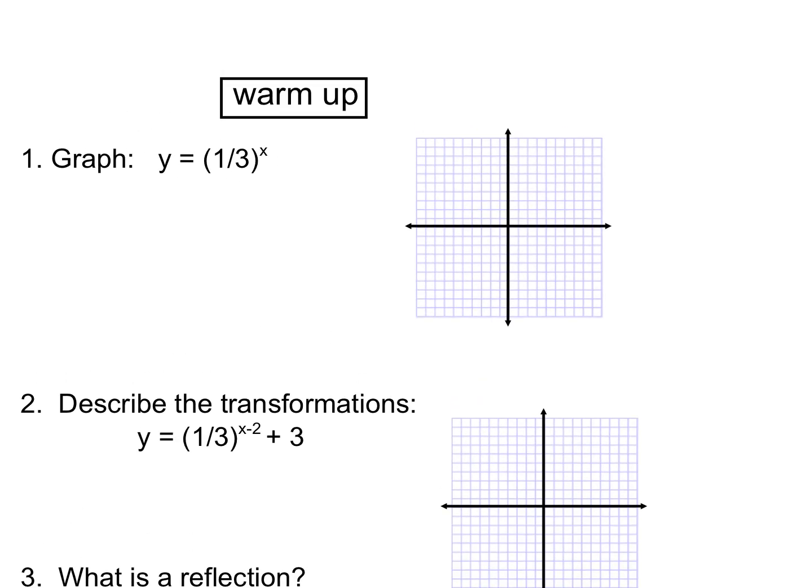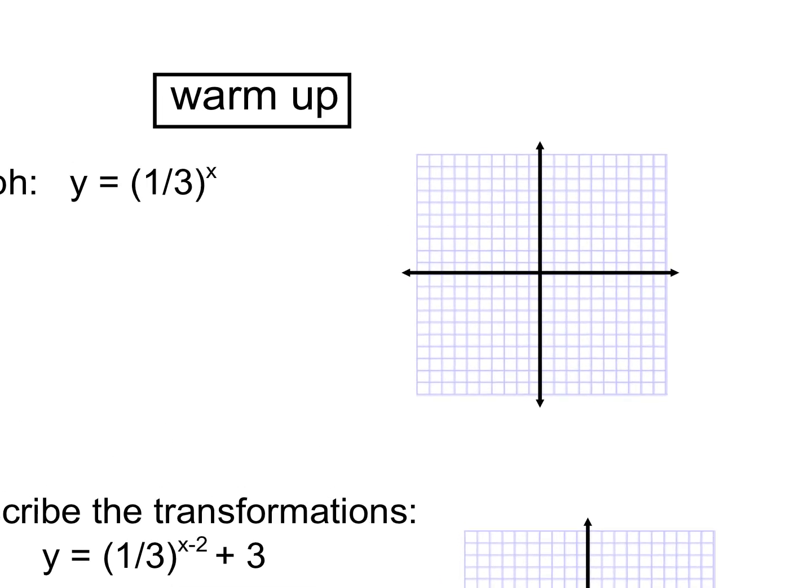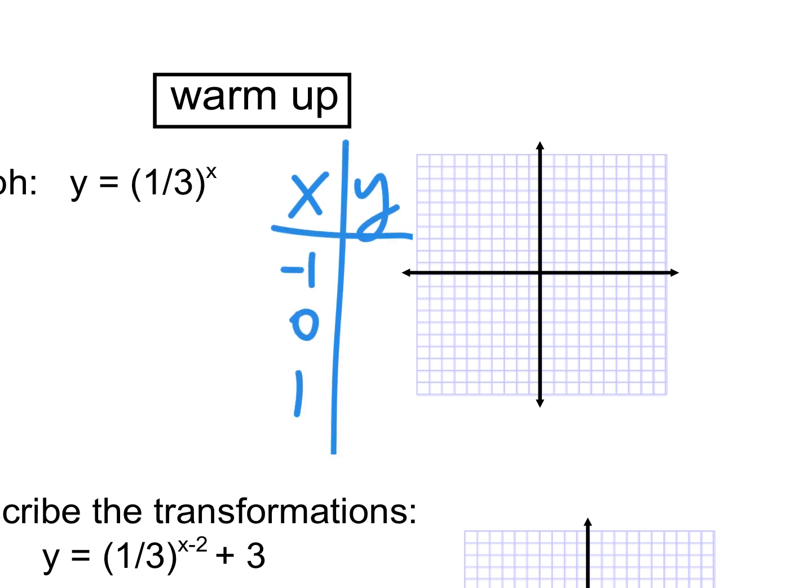So, everybody start with this one. 1.3 to the x. I'd like you to find 3 points. Put in -1, 0, and 1. I'll be calling on different people to give me what is -1. When you stick in -1, what do you get? When you stick in 0, what do you get? And then we'll graph it.